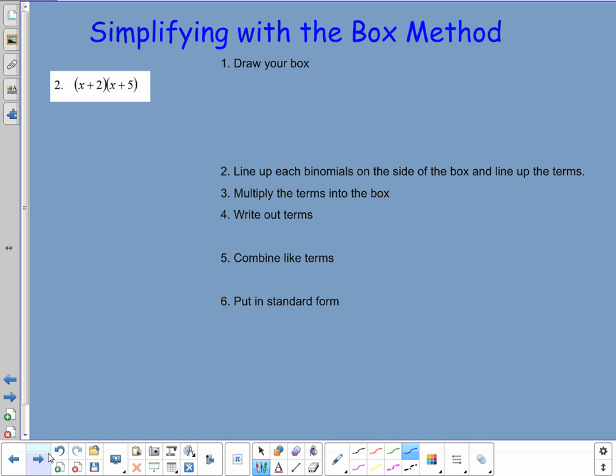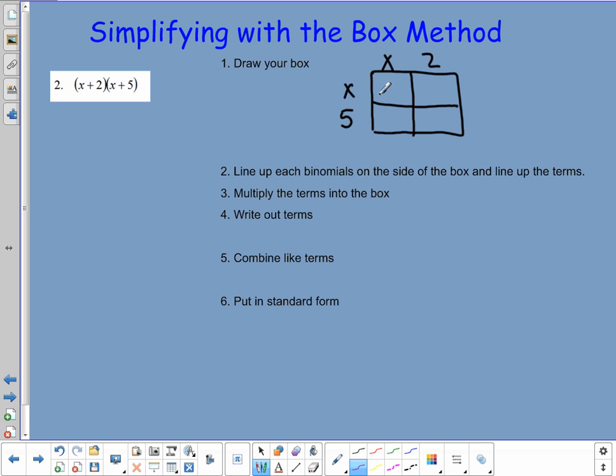Let's take a look at number 2. So now in number 2, I'm going to use the box method. So when I set up the box method here, I need a 2 by 2 box. So draw yourself a big enough box so that you can set up two terms on the 2 columns and 2 rows. Then I need to put 1 across the top and 1 across the side. And I find the products in the middle.